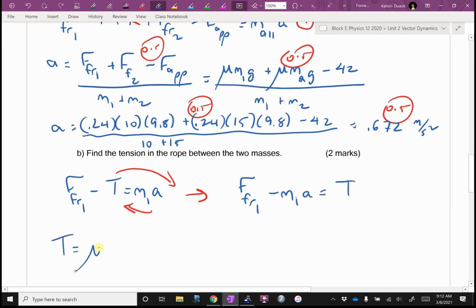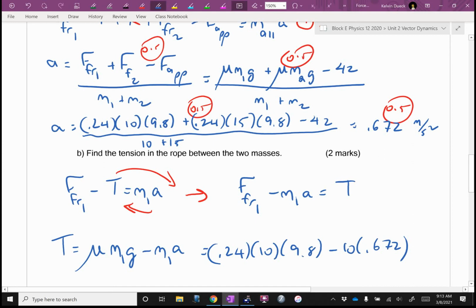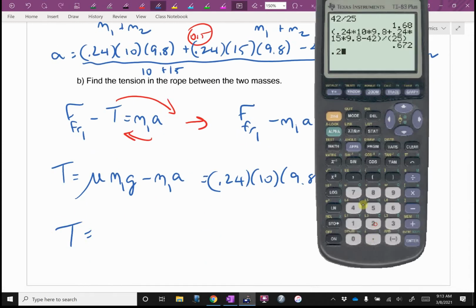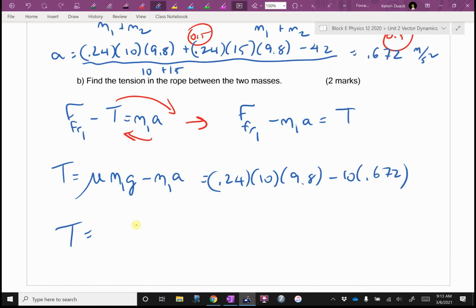So tension is going to be mu times the normal force. I don't know the normal force. M1G minus M1A. It's going to be, what's mu? I don't know what's mu with you. 0.24, 10, 9.8 minus 10.672. Tension equals 0.24 times 10 times 9.8 minus 10 times answer button. Double check for typos, as that looks right to me. Do you get 16.8? Yeah.